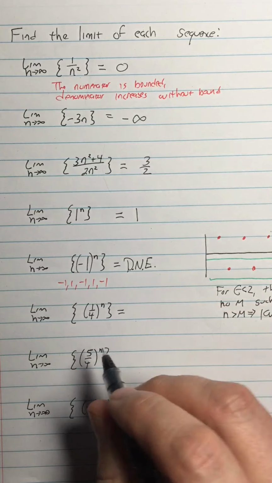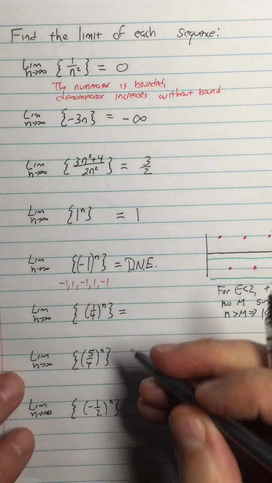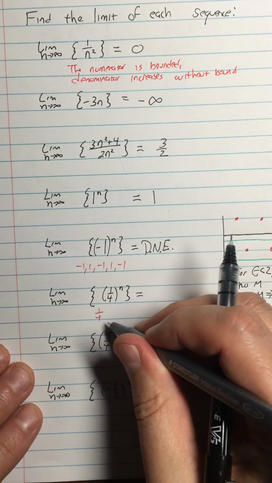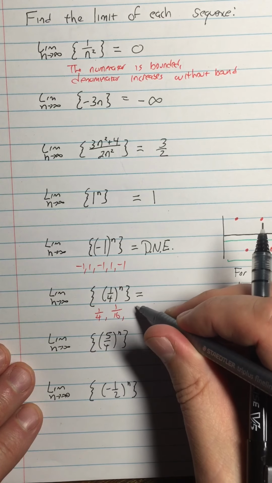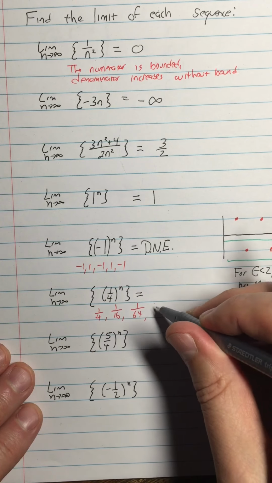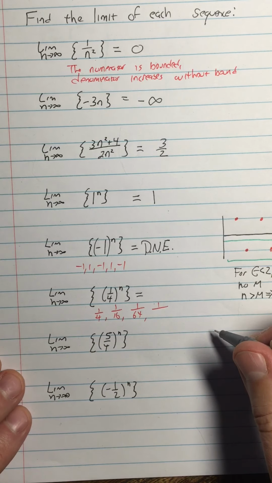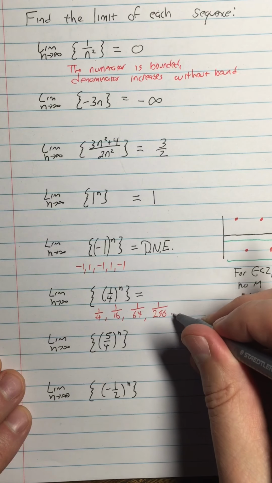All right, this limit, 1/4 to the n. Let's look at what those values are. We're going to have 1/4, and then 1/4 squared, which is 1/16, and 1/4 cubed, which is 1/64, and then 1/4 to the 4th power, which is 1/256, etc.